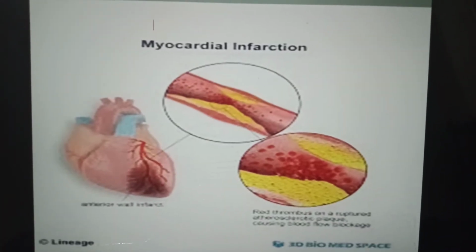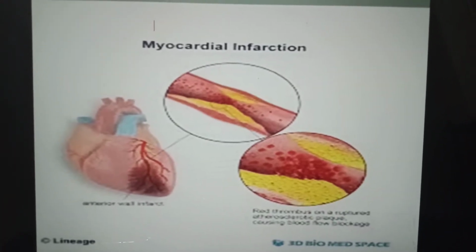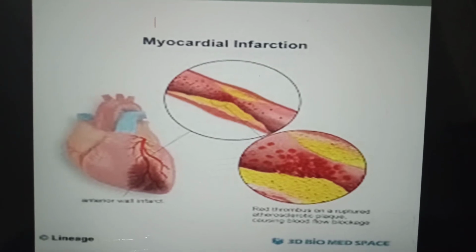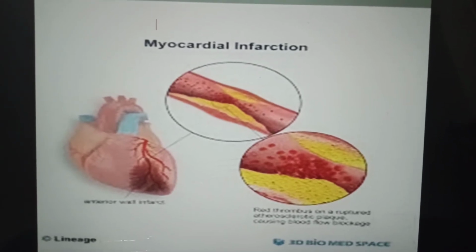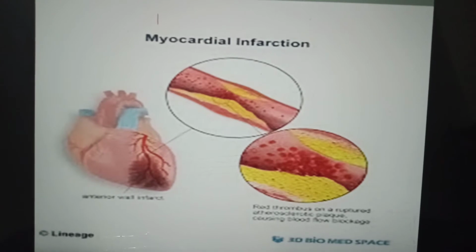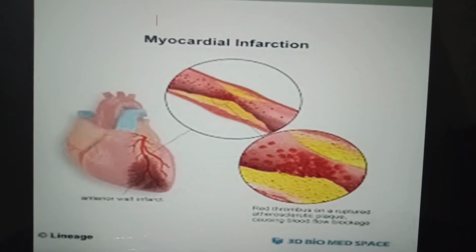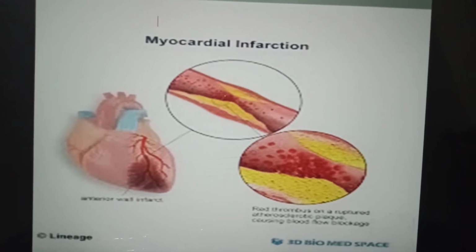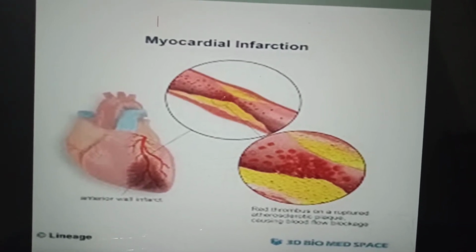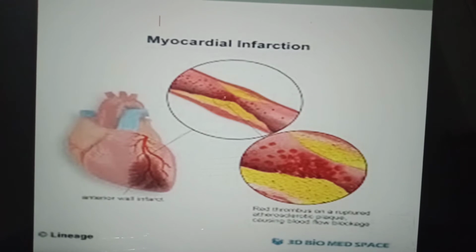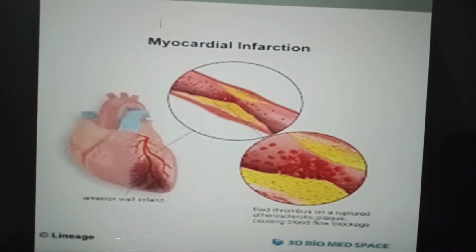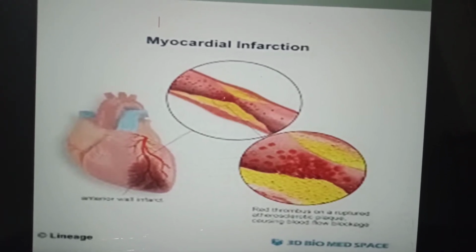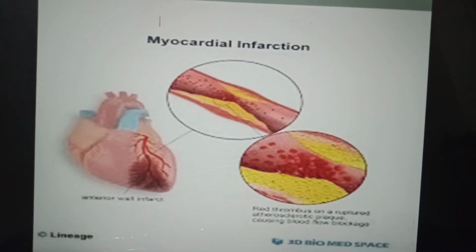Now I will discuss myocardial infarction. This term myocardial infarction is derived from myocardium. Myocardium means heart muscle and infarction means tissue death. It is more commonly known as heart attack. It occurs when blood supply to a part of the heart is interrupted and leads to the death of heart muscles.